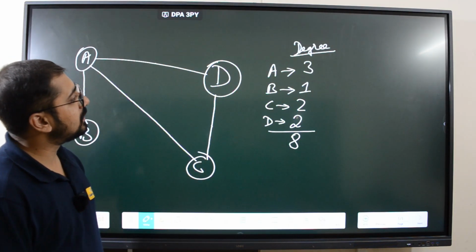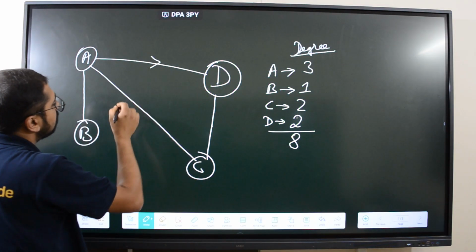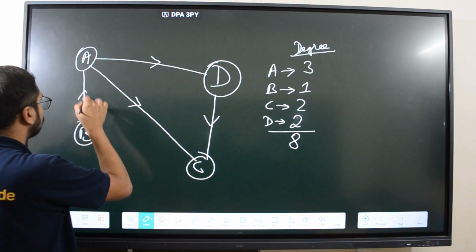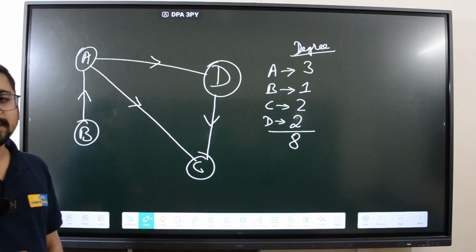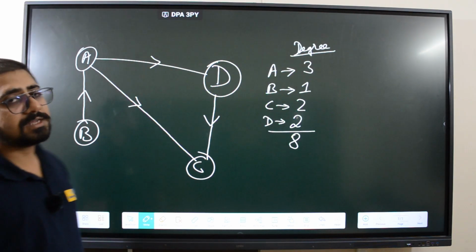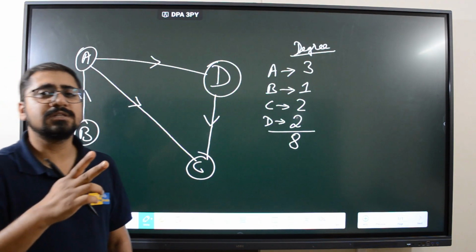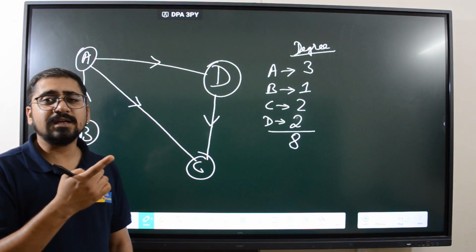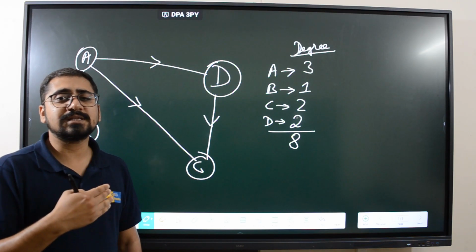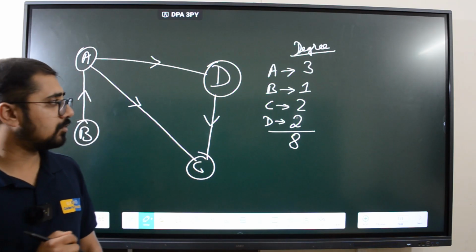Now if the graph is directed, let's make this a directed graph here. So here I have made it a directed graph, right? Now in the case of a directed graph, instead of degree we have 2 terms replacing it: one is in degree and the other is out degree. In degree means how many edges are coming inside the node, and out degree means how many edges are going outside the node.